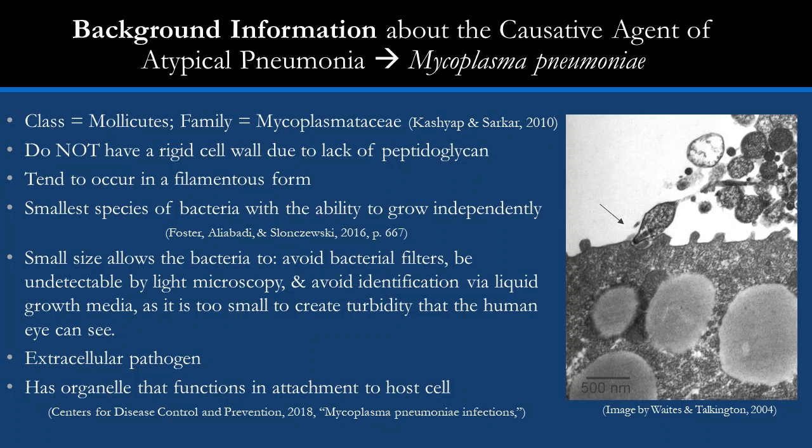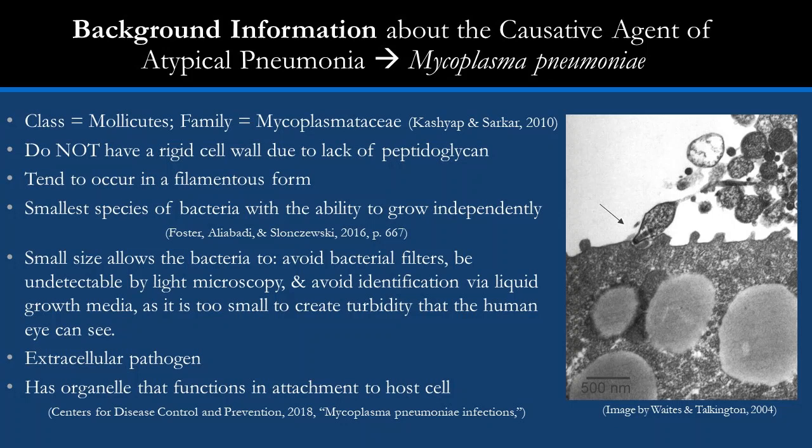Mycoplasma pneumoniae bacteria lack peptidoglycan and therefore do not have a rigid cell wall. They usually occur in a filamentous form. Interestingly, they are the smallest species of bacteria that is capable of growing independently. The small size is advantageous because it allows the bacteria to slip through bacterial filters, remain undetectable by light microscopy, and also avoid identification via liquid growth medium because it is simply too small to create a turbidity that we can actually see.